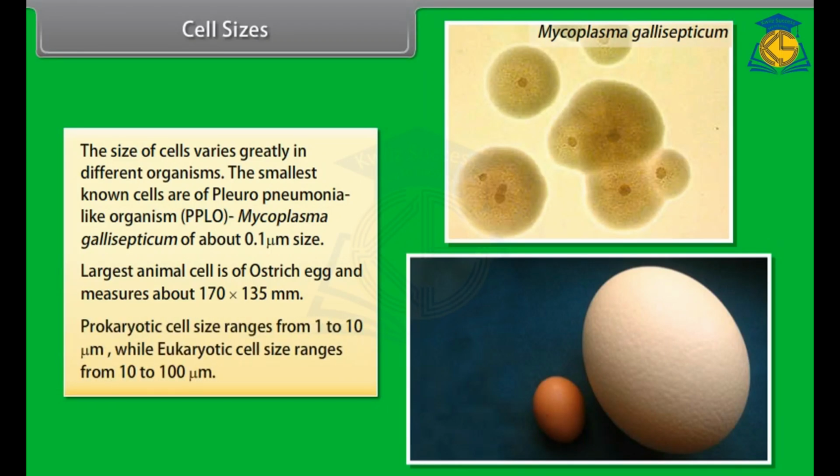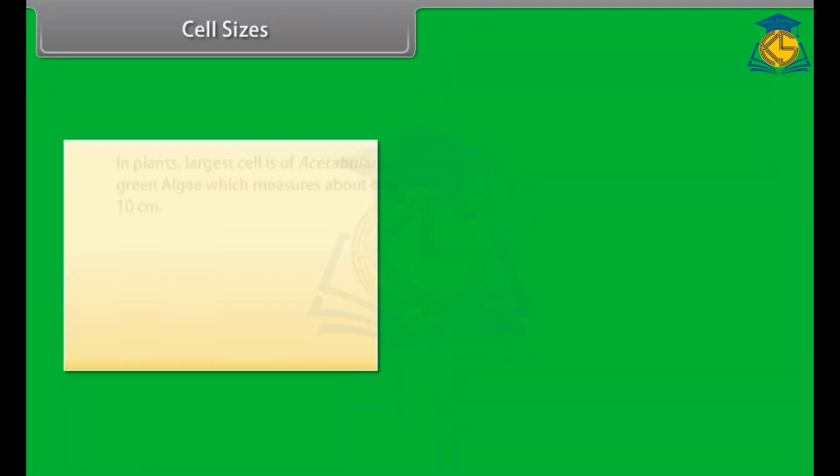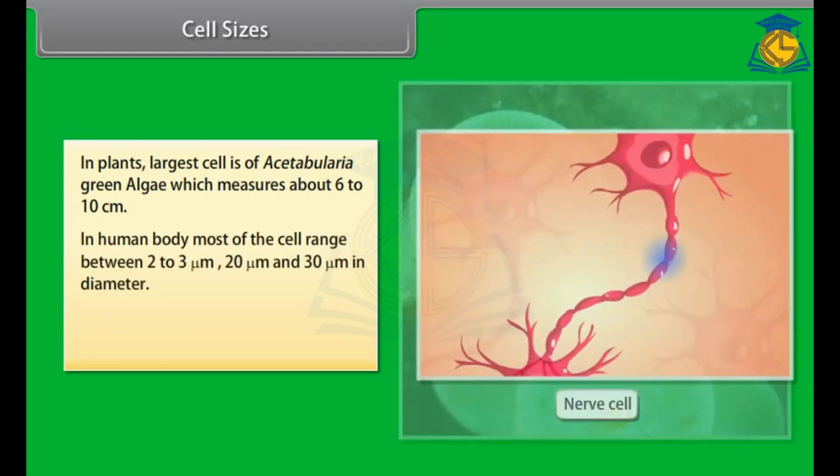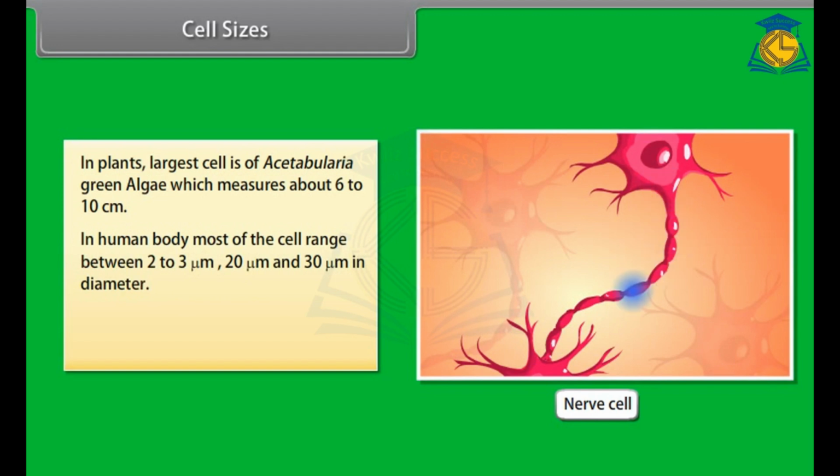Prokaryotic cell size ranges from 1 to 10 micrometer, while eukaryotic cell size ranges from 10 to 100 micrometer. In plants, largest cell is of Acetabularia, green algae, which measures about 6 to 10 centimeter. In human body, most of the cell range between 2 to 3 micrometer, 20 micrometer and 30 micrometer in diameter.